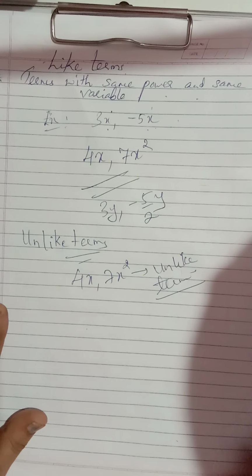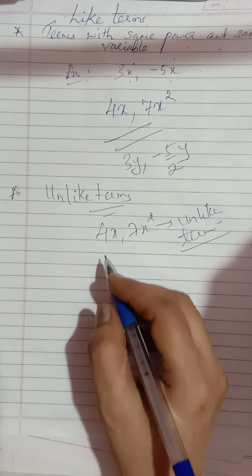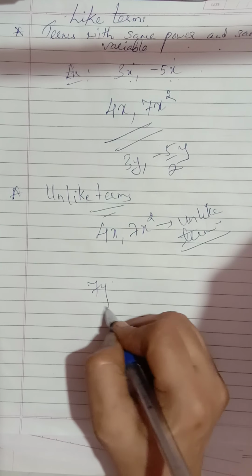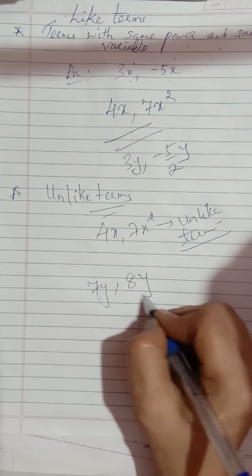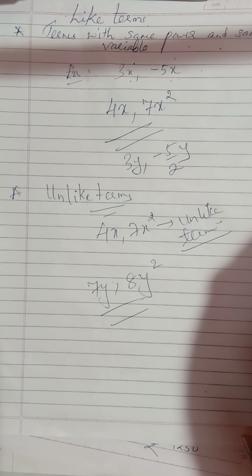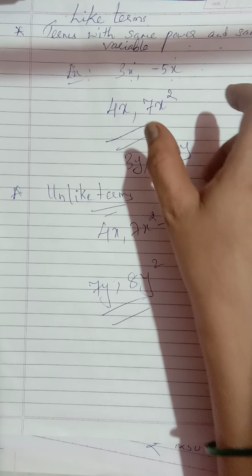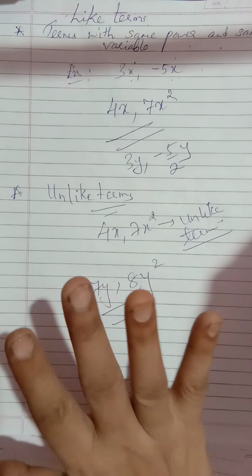I'll be sending you the definition in the PDF children. So you are going to just keep in mind. Say for example, another example 7y, and here I can write 8y square. This is also unlike terms, because their power of the variables are different children. Power also should be same, no? So I hope children like and unlike terms are clear to you.